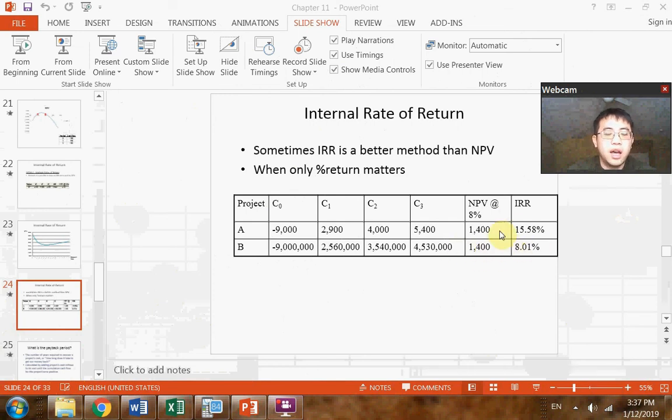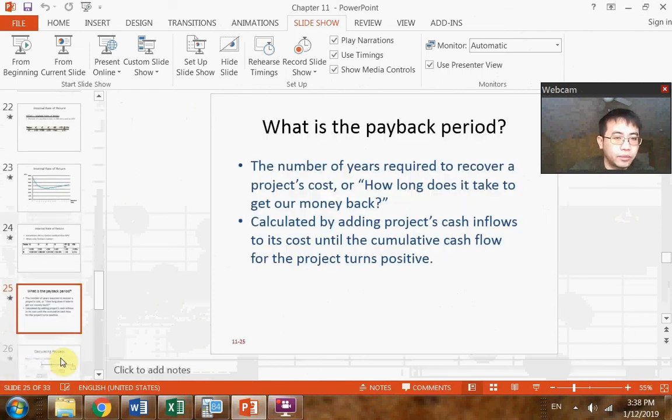So that difference would be reflected in IRR. For project A, IRR is better as it has higher efficiency of making profit, and for project B it is lower.